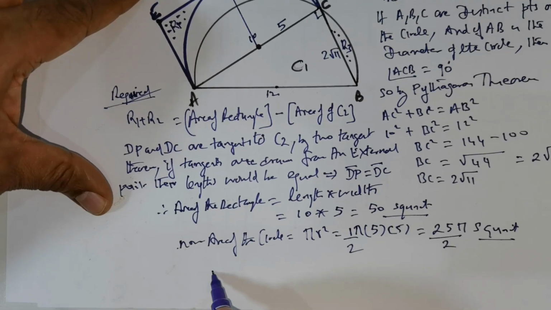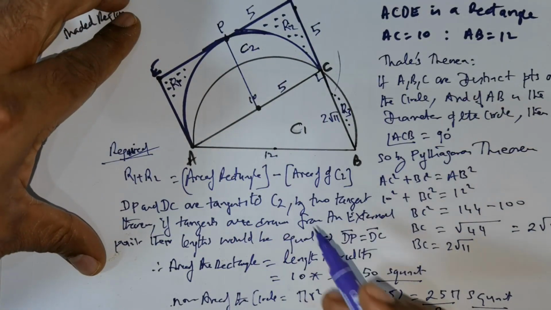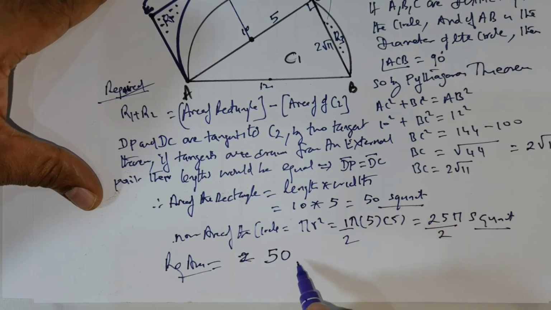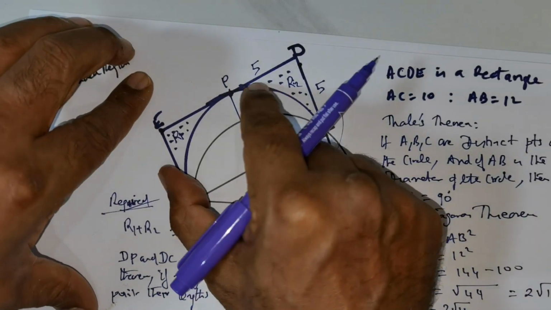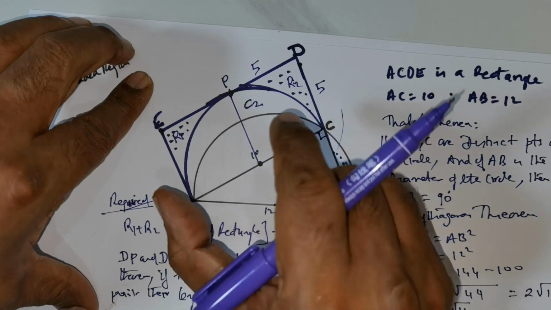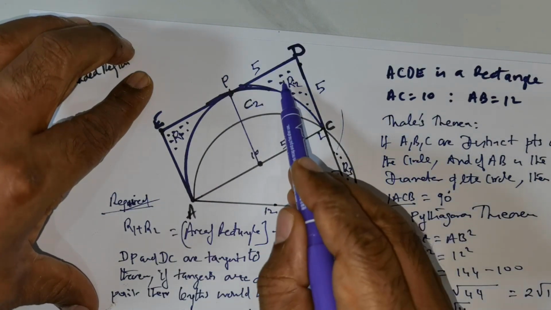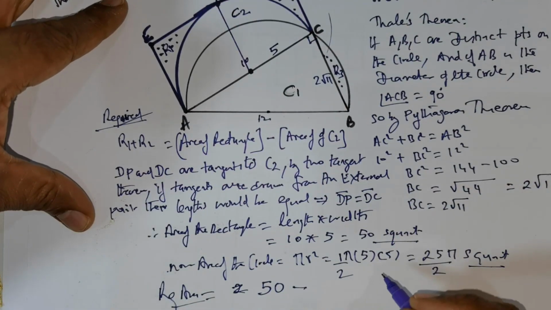So the required area is the area of the rectangle, that is 50 square units, minus the area of the semicircle. So you take away this, and you are left with R1 and R2.